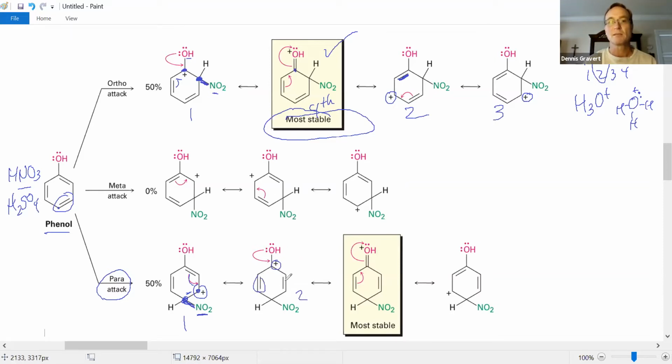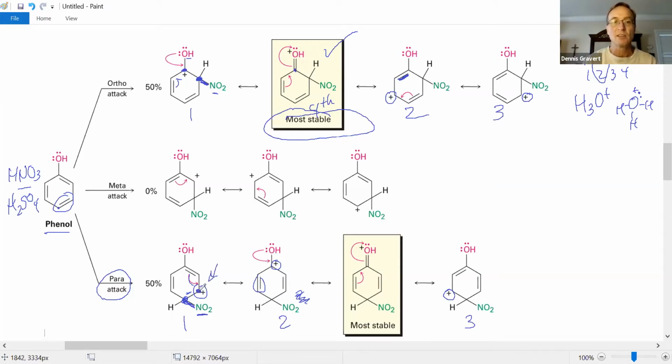Then this pi bond moves over. I guess they're showing the arrow here, but moves the plus charge over here. And here's our third resonance structure. Our minimum of 3, at least 3, sorry. And then go back and inspect all the resonance structures. Okay, so let's look at this first one here.